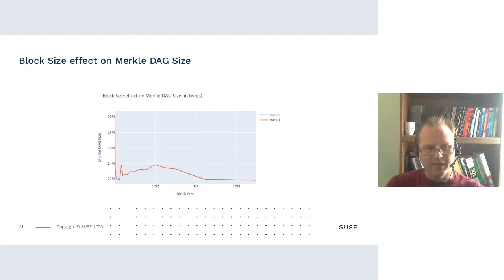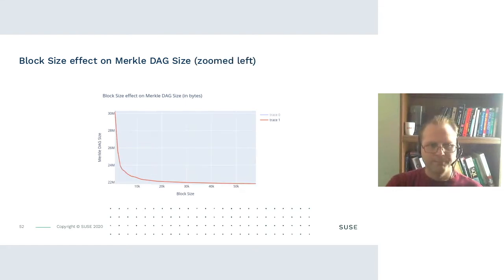So now if I eliminate that oscillation and just show the valleys, then it reveals a more interesting pattern. To the left of the graph, you see the Merkle DAG grows exponentially in size as our blocks become very small. This is due to the amount of overhead required to create the Merkle DAG. The smaller the blocks, the more tree nodes we have.